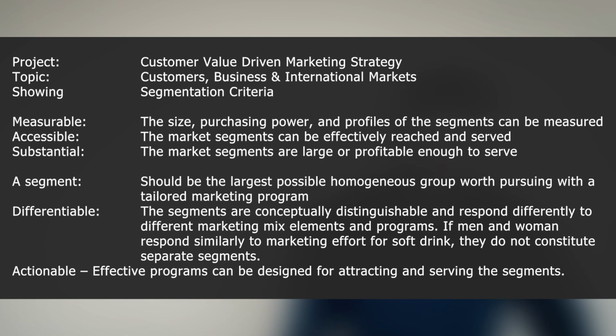And the last criteria is actionable. Effective marketing programs can be designed for attracting and serving the segments.